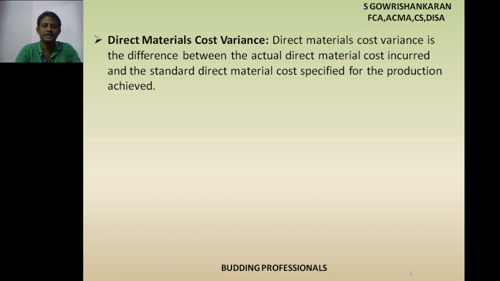Standard quantity is 10 kg into standard price of 10 rupees, so 100, minus actual quantity 11 kg into actual price 11 rupees, 121. 100 minus 121 equals 21 rupees. Variance, favorable or adverse? Adverse, because you spent more.